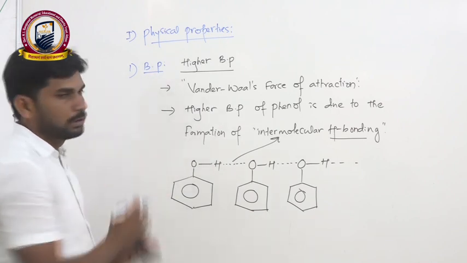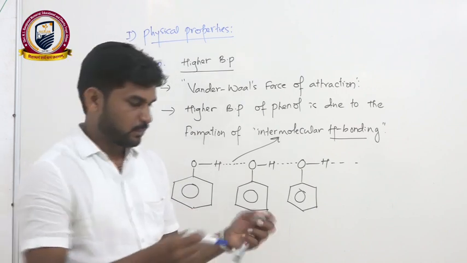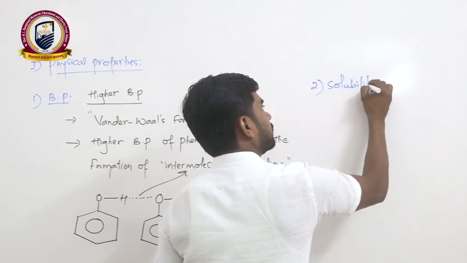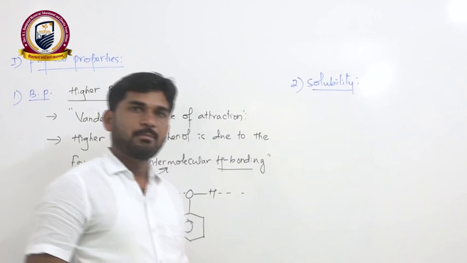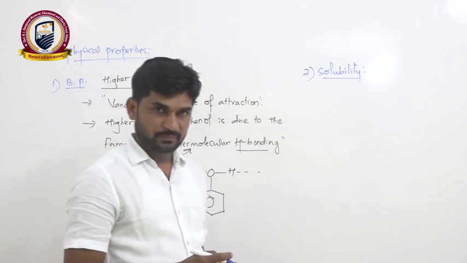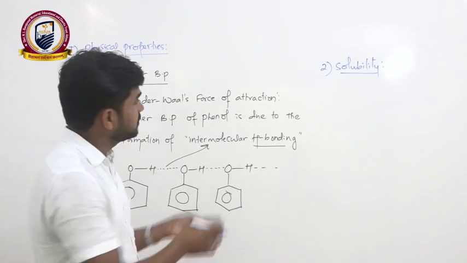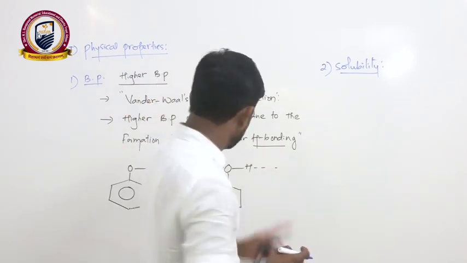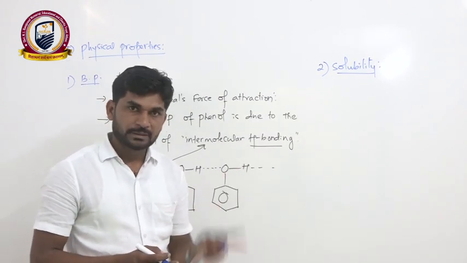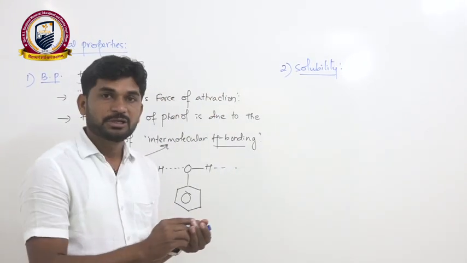So this is all about boiling points. The next one is solubility. As you know, if a compound is soluble in water, it should form intermolecular hydrogen bonding with water. Only then is it soluble in water. Similarly, phenols, when compared with alcohols, are also soluble in water, because phenols are also capable of forming intermolecular hydrogen bonding with water. If the compound forms intermolecular hydrogen bonding with water, it is automatically soluble in water.